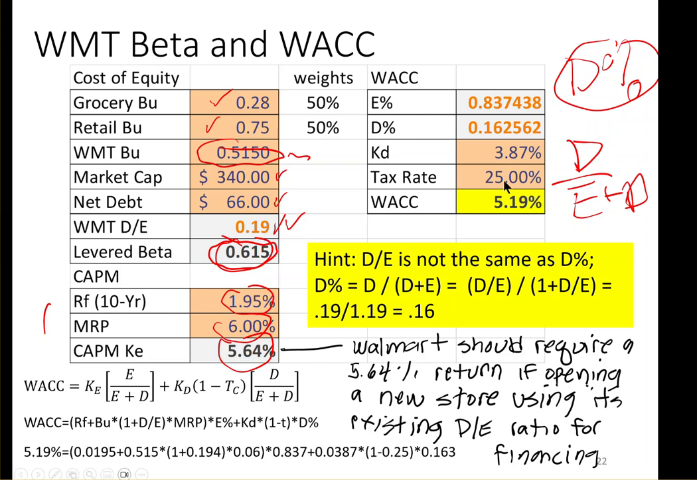So how could I use this number? Well, you can think about this interpretation. When Walmart acquires money from their debt and equity holders, roughly getting 83% on average from equity holders and 16% from debt holders, their cost of getting funds is 5.19%. So their projects, to say open another store in another city, should return at least 5.19%. Otherwise, they're destroying value.